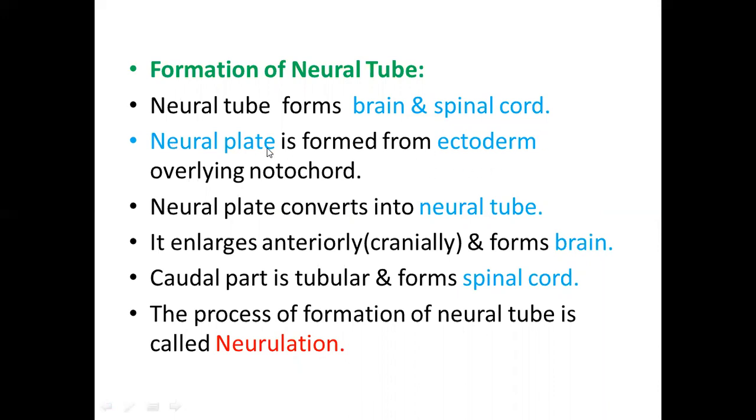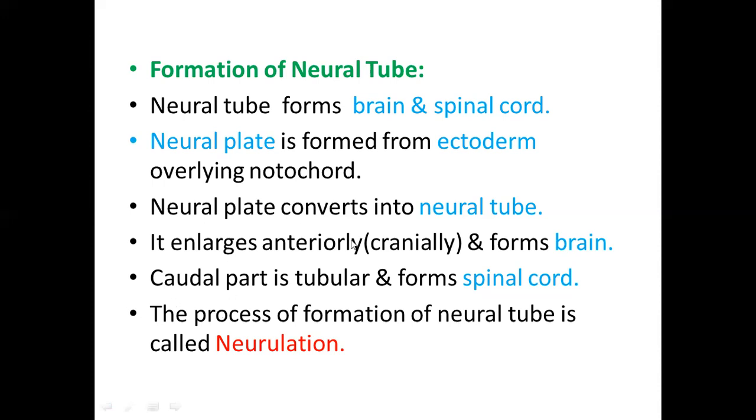Initially, neural plate formation takes place. And where it forms, it forms overlying the notochord. In the last slide, we have seen how the notochord is formed. So just above this notochord, there is ectoderm, and below that there is endoderm. The portion of ectoderm above the notochord gets modified and forms a neural plate. The neural plate converts into the neural tube, and this neural tube gives origin to the nervous structures, that is, development of brain and development of spinal cord.